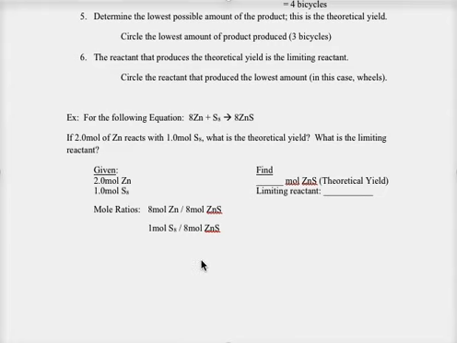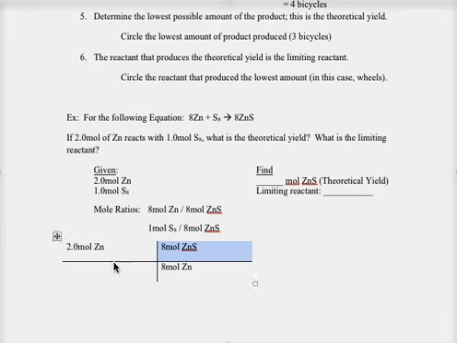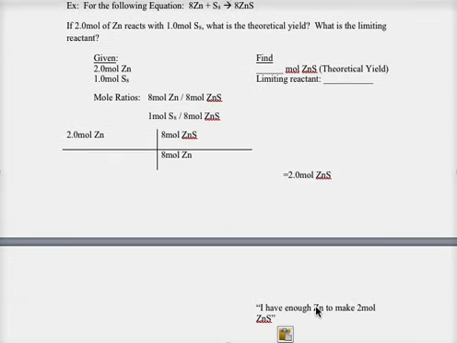So here I go. Starting with 2 moles of Zn, and given this mole ratio that says for every 8 moles of Zn, I'll produce 8 moles of ZnS, I take 2 times 8 divided by 8, and I get 2. 2 moles of ZnS. In other words, I have enough Zn to make 2 moles of this final product. All right, so that's good information, but we need to look at this other starting amount here, S8.